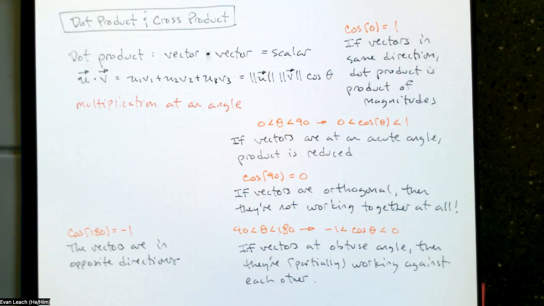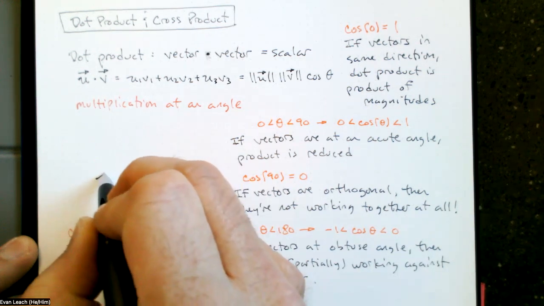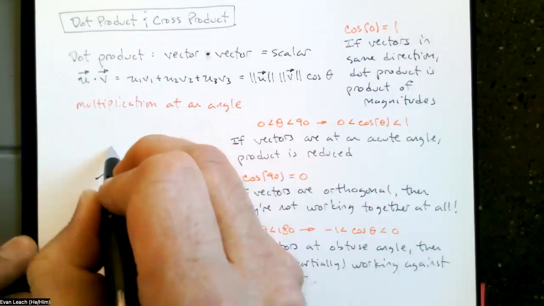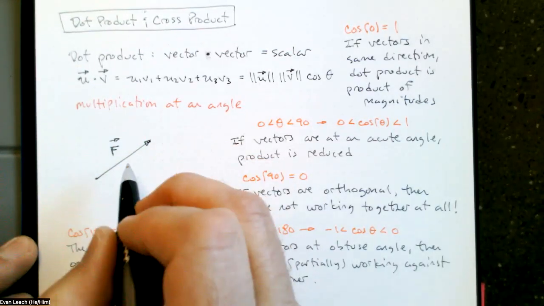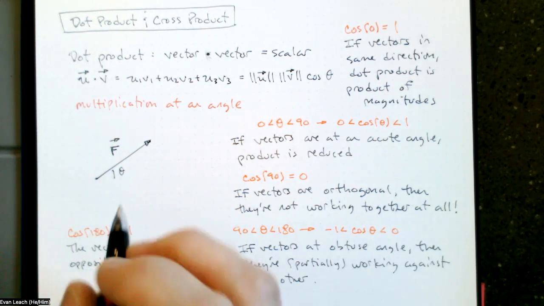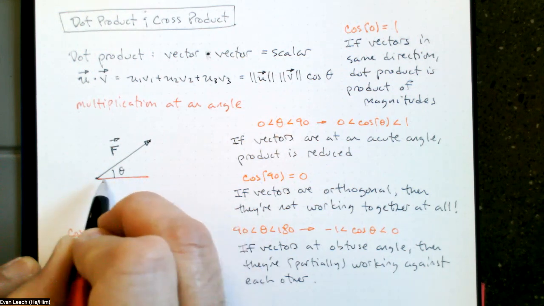This is the same thing that we do when we break a vector into horizontal and vertical components. So if we have a vector with a magnitude, well, I've been calling them forces, so let's make it a force. If I have some force going at an angle of theta, only part of that force is going along the horizontal.